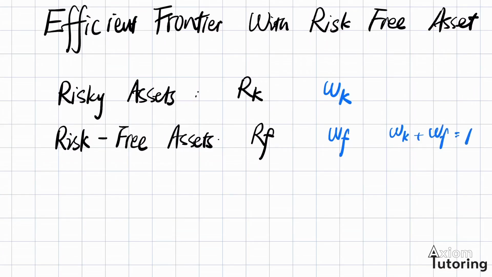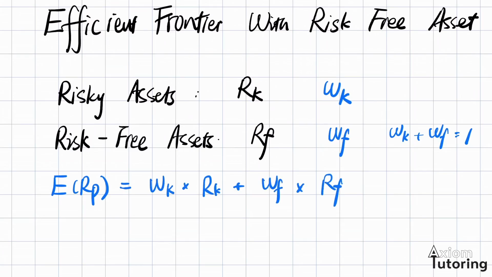So what is the return for a portfolio with such allocations of assets? The expected return of the portfolio that holds both risky assets and risk-free assets would be WK multiplied by RK plus WF multiplied by RF, right?